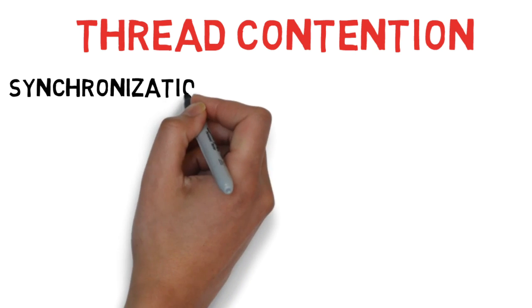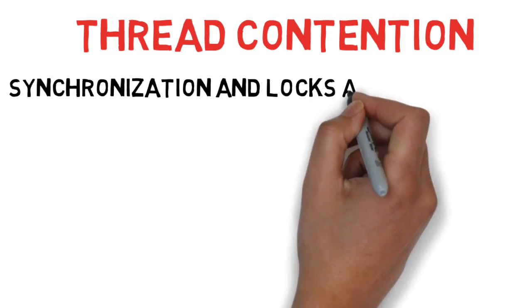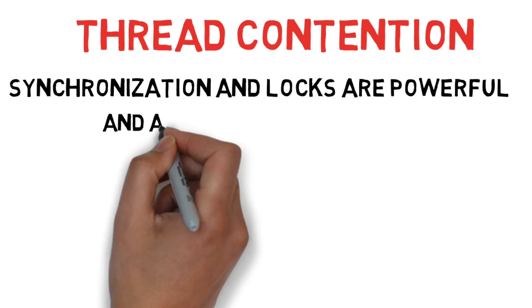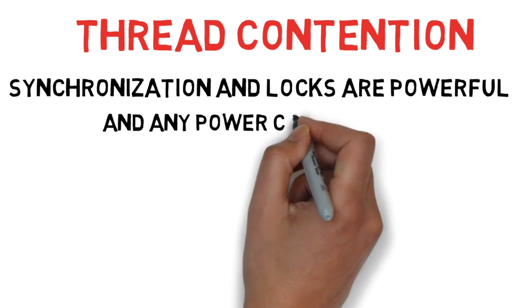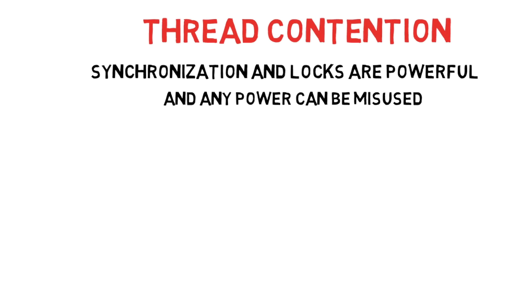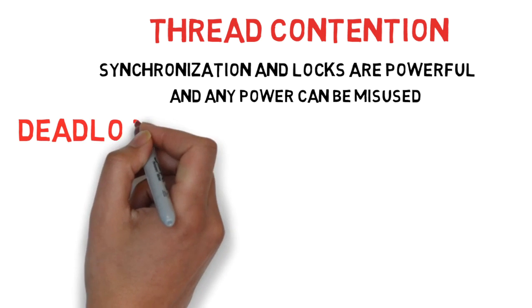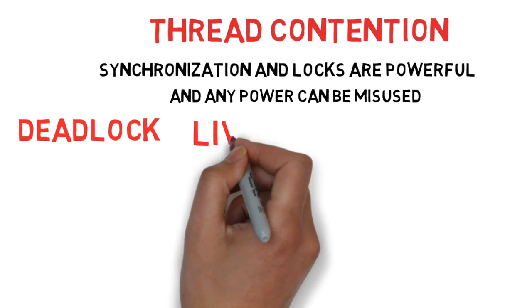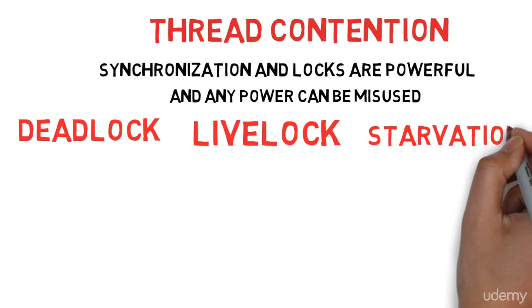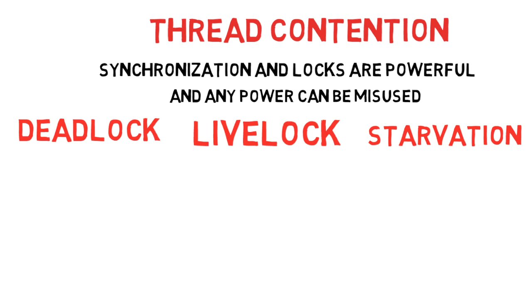Let's now look at thread contention. As synchronization and locks are very, very powerful, and just like any power, they can be misused and lead to other problems. These other problems are thread contention problems. Let's look at how synchronization and locks can cause thread contention, how this power can be misused. Deadlock, live lock, and starvation. These are 3 ways by which thread contentions can occur, and where use of the synchronized keywords exacerbate all 3 of these.